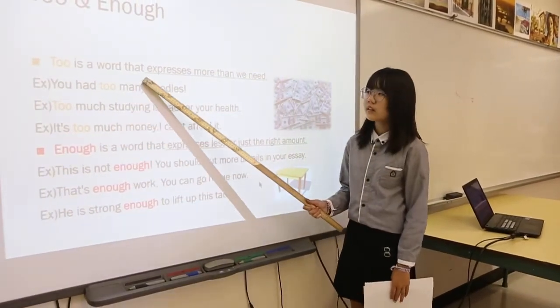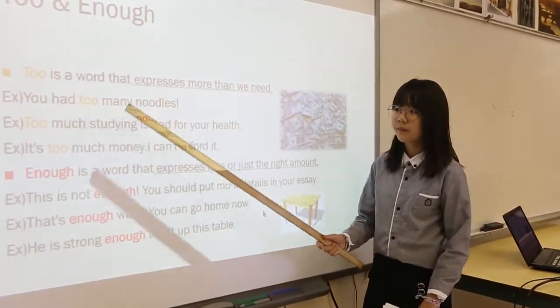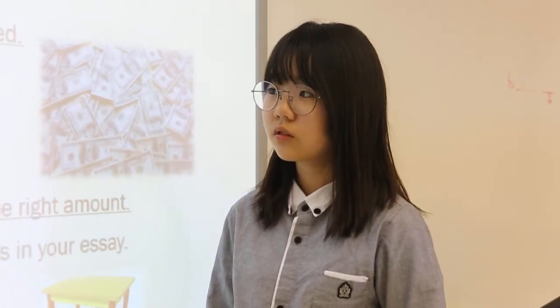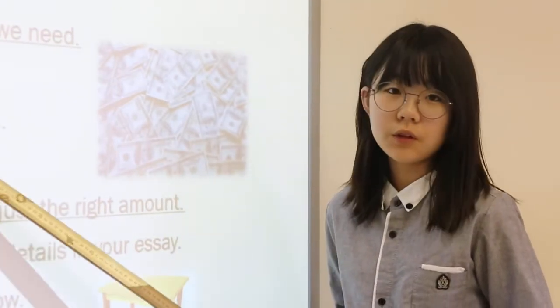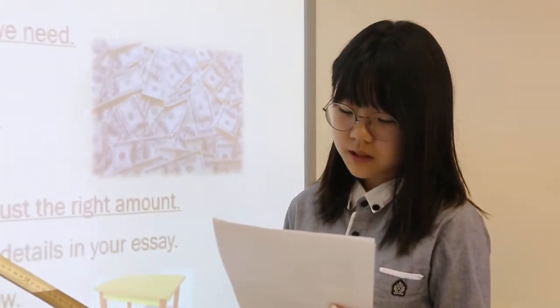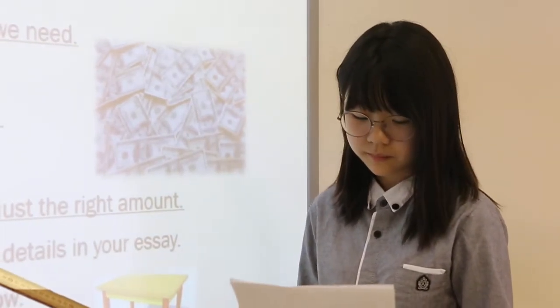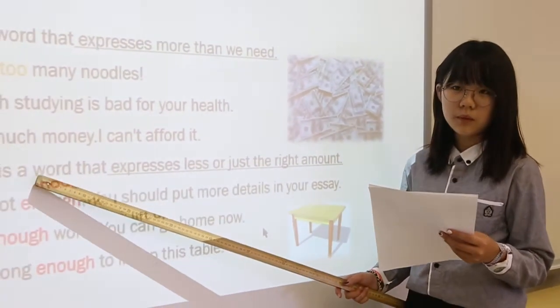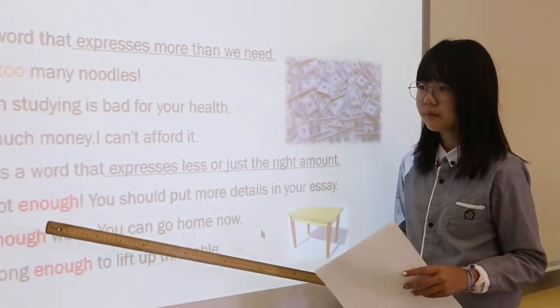Too is a word that expresses more than we need. For example, you had too many noodles. In this sentence, it explains someone had too many noodles. For another example, too much studying is bad for your health. Too explains that studying more than someone can handle is a bad thing. Lastly, it's too much money, I can't afford it. Too explains that something costs more money than someone can afford.